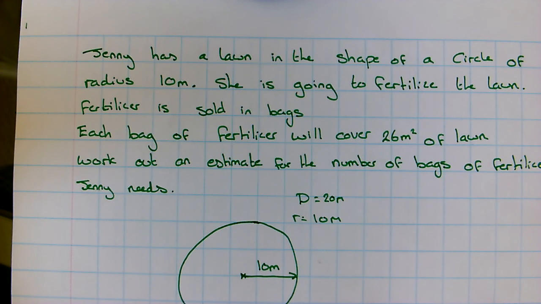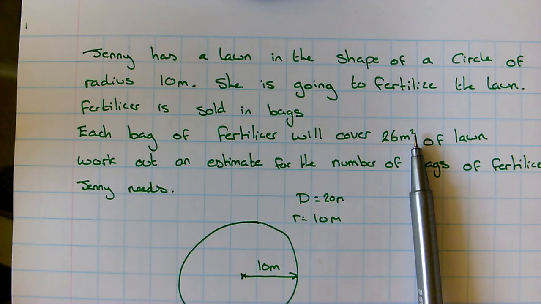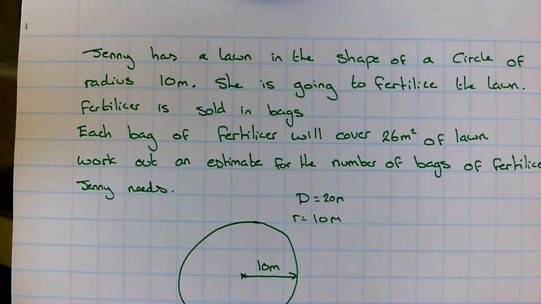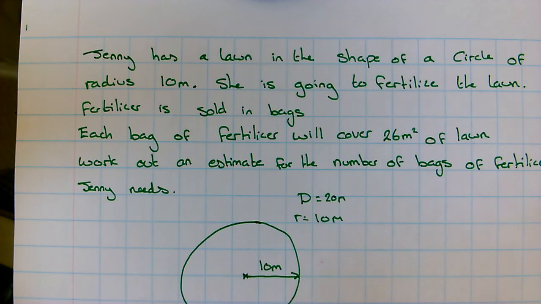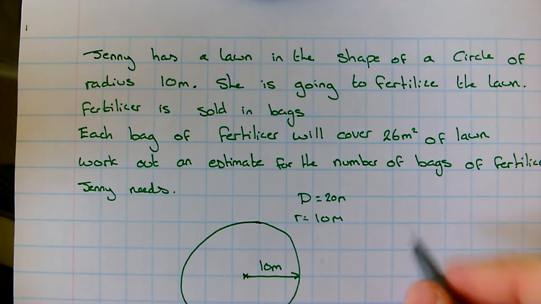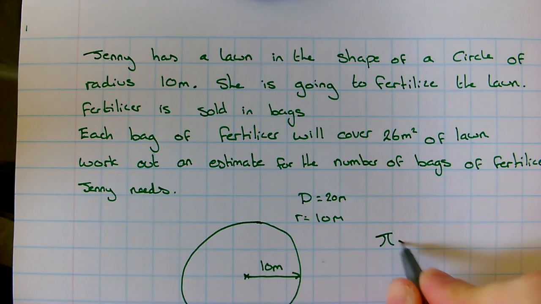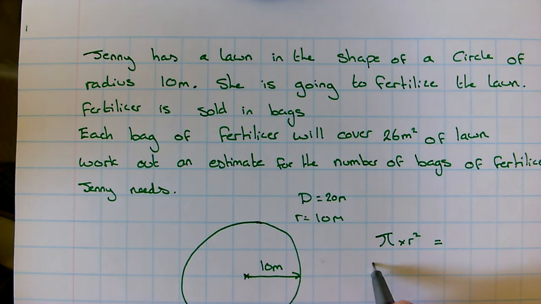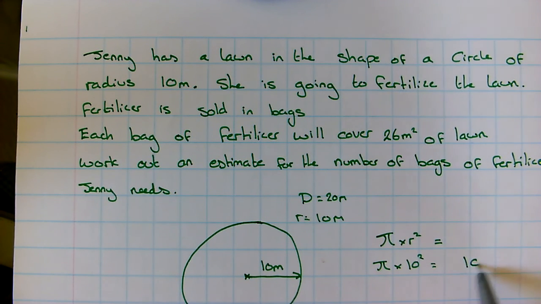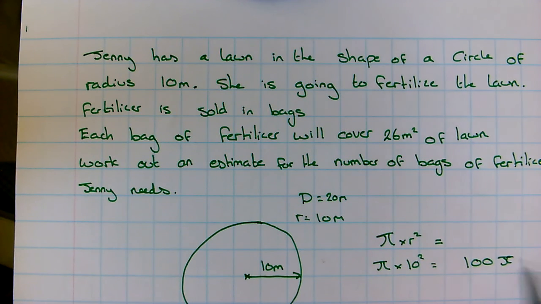Now we know we're working with area because it says metres squared in the question, so there's an element of area in this. And I'm going to need to work out how much area that garden is to begin with. So we're going to do our pi times radius squared to find the area of this circle. So it's pi times 10 squared. So that's going to be 100 pi.